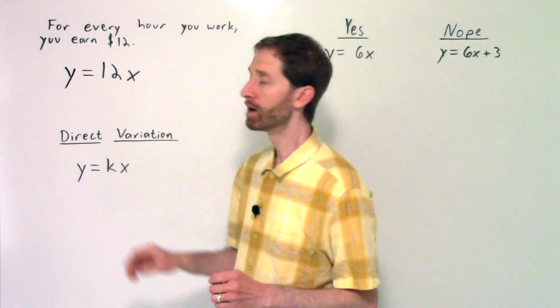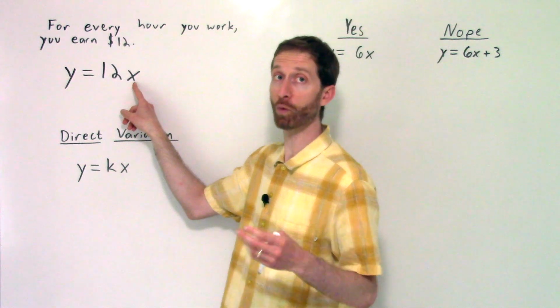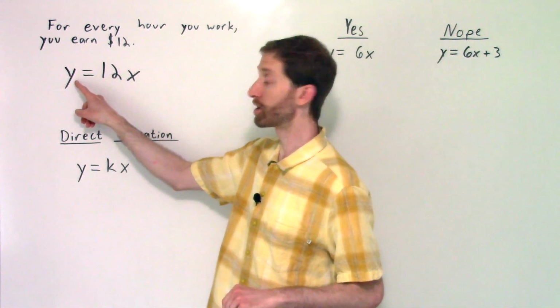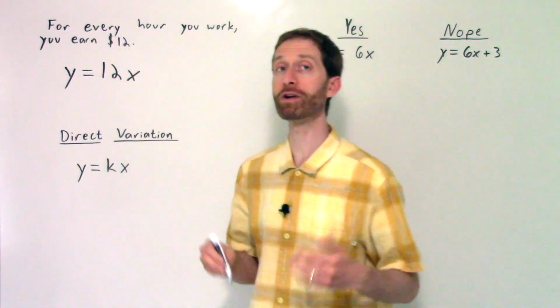So let's think about that. For each hour I work, if I multiply 12 by the number of hours that I work, that will give me the total amount of money earned. This is an example of direct variation.